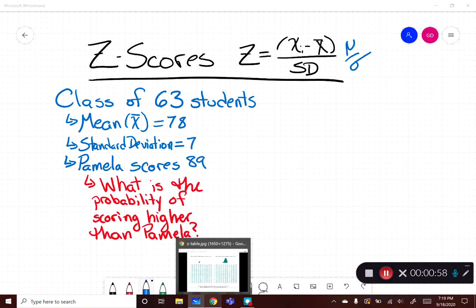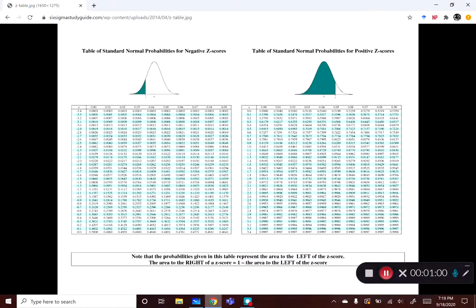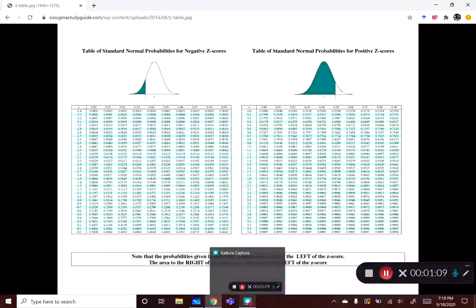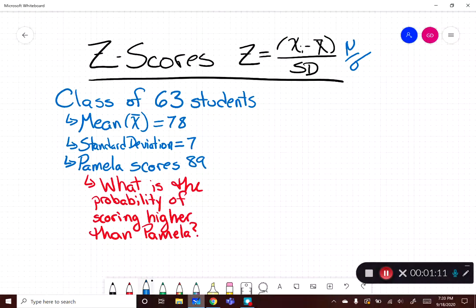So if we come back to a z table itself, we're interested in what's going on here on the right side. So above, it always gives us to the left. We'll come back to this once we get the z-score calculated. So bring up the whiteboard.